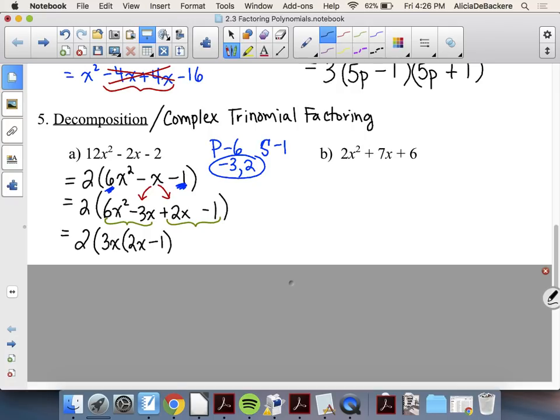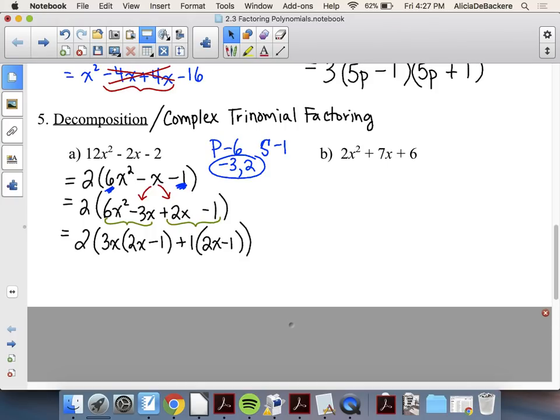Now when I look at the second pair of terms, there's no common factor. Whenever there's no common factor, you can still divide by something. You can always divide by 1. So I'm going to divide both of these terms by positive 1, and I get 2x minus 1. This is good news. This is what I was hoping for. I wanted two terms inside the bracket.